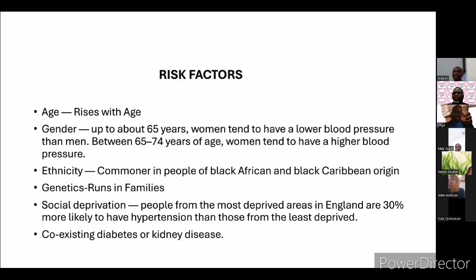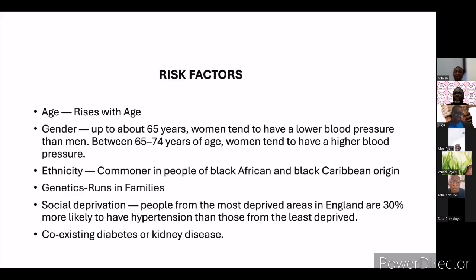I must put a caveat though here. I'm trying to keep it simple. In pregnancy, there is a different dynamic that plays out, and you can find that certain women get a form of hypertension in pregnancy, but that's something beyond our scope today. Ethnicity.